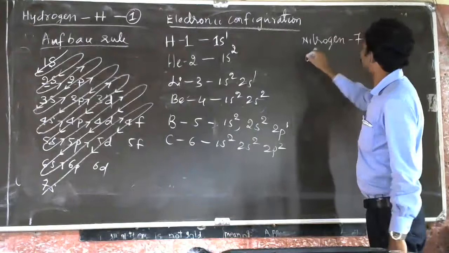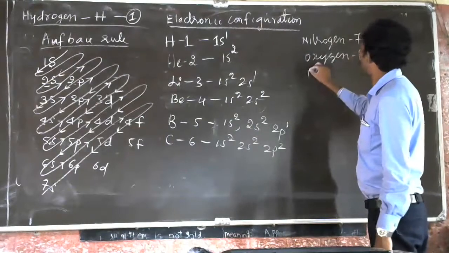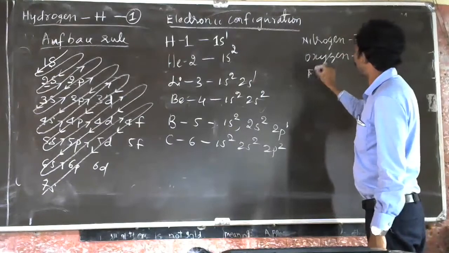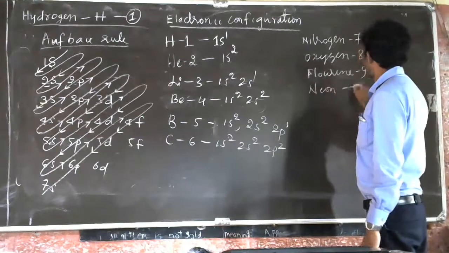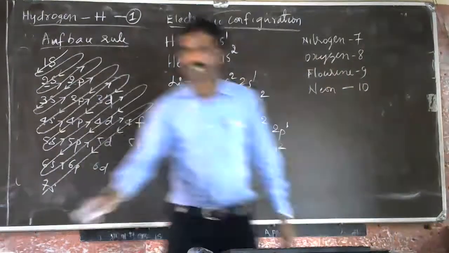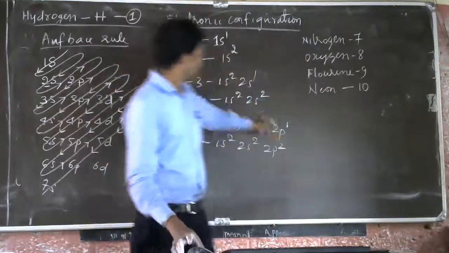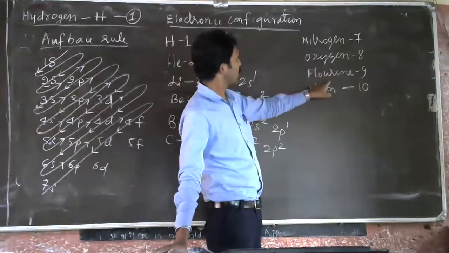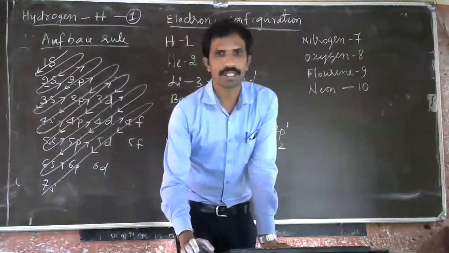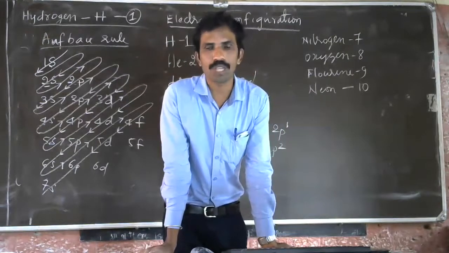You write the next one, that is nitrogen, 7, oxygen 8, then fluorine 9, and neon. Till here you write the electronic configuration and display for me. Write the electronic configuration of nitrogen, oxygen, fluorine, and neon, and display the answer to me first. I will tell the names here, for those who have to display the answers.